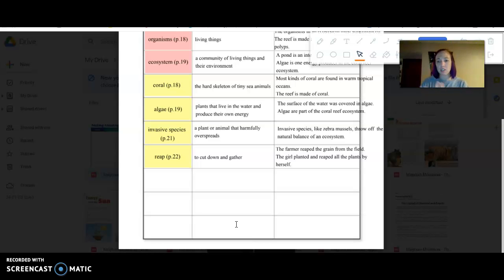The girl planted and reaped all the plants by herself. So both of those are in past tense. You could use it just as reap. I am going to go reap the plants from the garden. Different ways to use it. I am reaping right now and it's really hot outside. Lots of different ways you can use it if you want to write your own sentence.